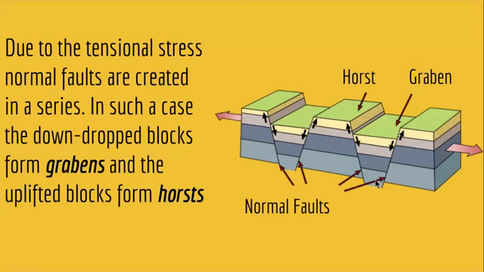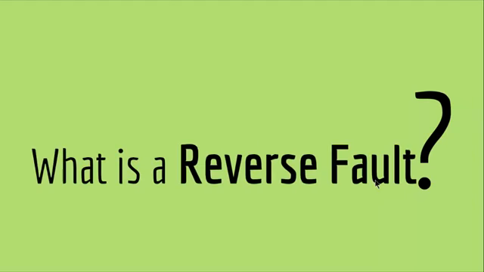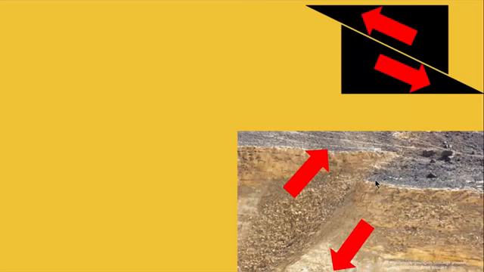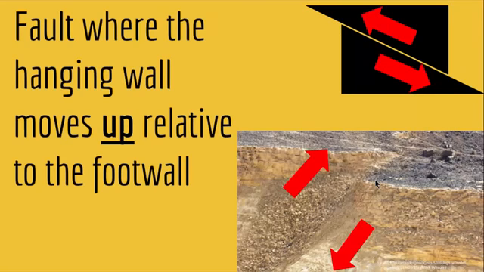But what happens if the exact opposite occurs, meaning the hanging wall goes up and the footwall goes down? Well, we get something that is called a reverse fault. So what is a reverse fault? Well, a reverse fault is a fault where the hanging wall moves up relative to the footwall. So just like you see in this picture, if you stand right here, this will be your hanging wall and this part went up while the other part went down. So in such a case, we call this fault a reverse fault.